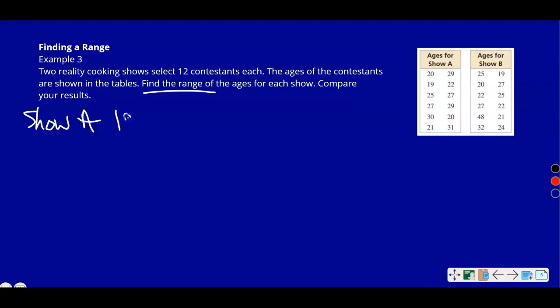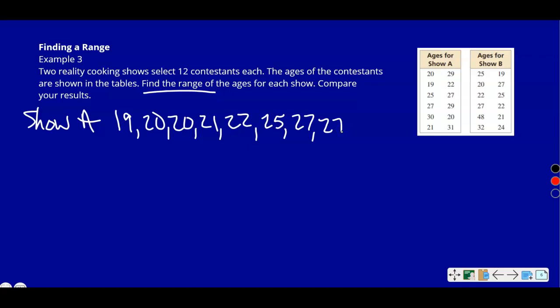So you can see show A goes 19, 20, there's another 20, 21, 22, 25, there's 2 27s, 2 29s, a 30, and a 31. All right, so that's show A.